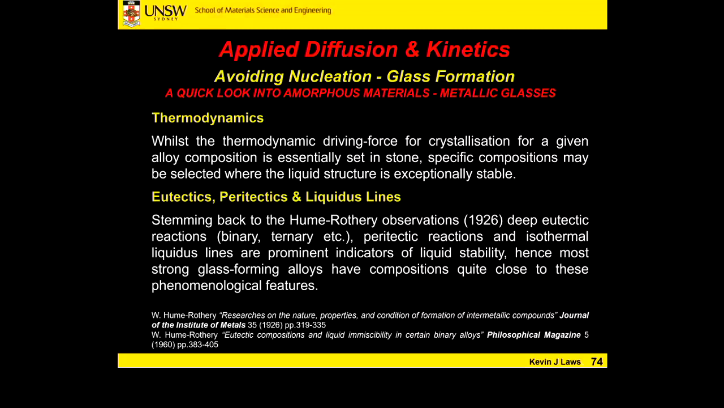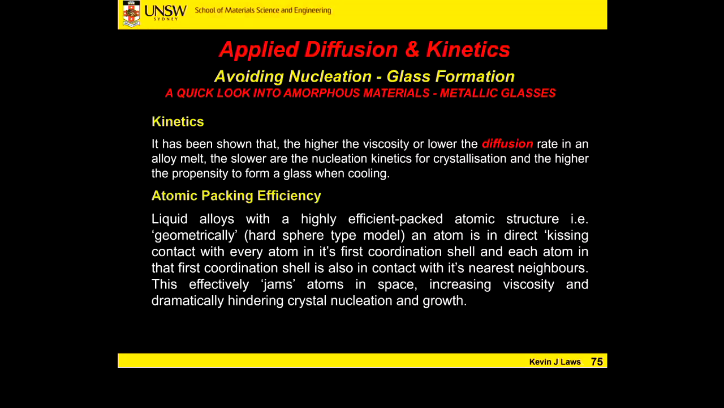So we only know really what's happening under here because we can observe the solid. The liquid's very, very hard to observe structurally. But at these eutectic points, we know that the liquid is going to be quite stable relative to crystals. So that's what we look for in a system that's easy to undercool and form a vitreous solid. All right, so that's the thermodynamic side.